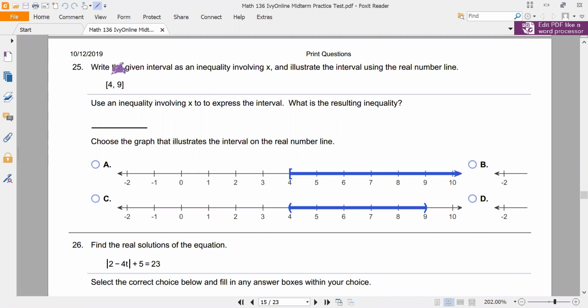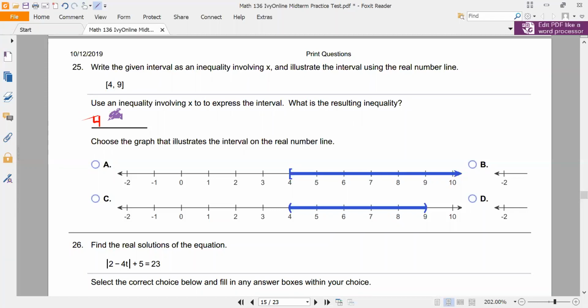It says write the given interval as an inequality involving x and then use the real number line to illustrate that. So this has two brackets, which means we're including the values, and we're shading in between when we see interval notation that goes from one endpoint to another. So writing that as an inequality, this would say that 4 is the smallest that we ever get.